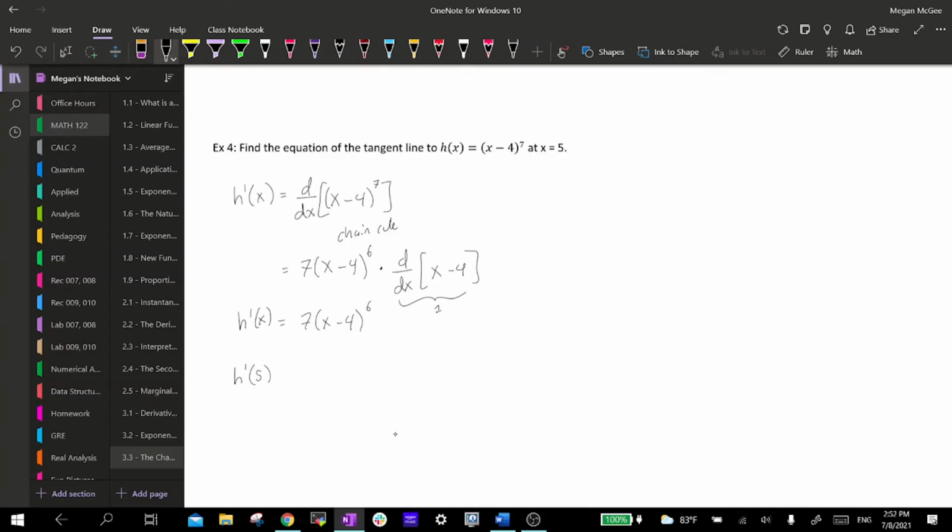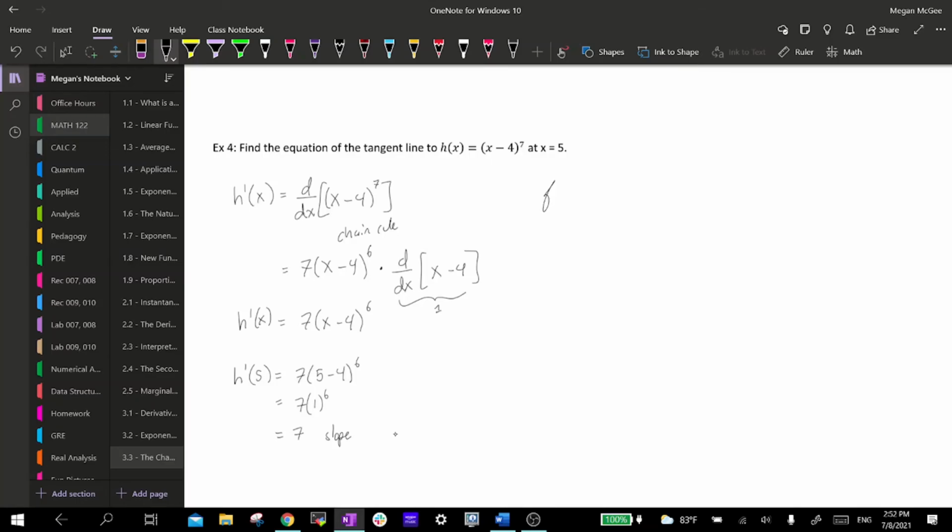So h prime of 5. That gives us 7 times 5 minus 4 raised to the 6th. Well, 5 minus 4 is 1, so we have 7 times 1 to the 6th. 1 to any power is 1, so we have 7 times 1, which is 7. And we remember that our derivative evaluated at a point is the slope at that point, right?